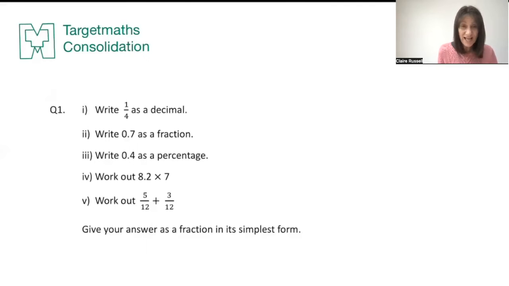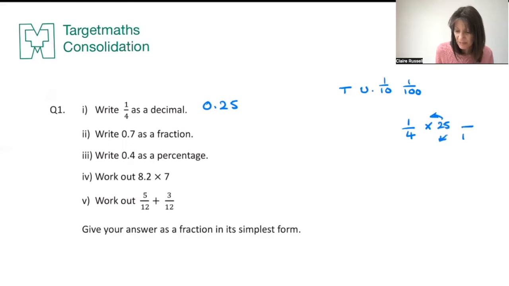Okay, so a quarter as a decimal is 0.25. Now, if you used your place value grid, and I'll just show it quickly, we need to get either a 10 or 100 on the bottom, and it would have to be 100. I would be timesing by 25, both the top and the bottom. That would get me my 100, 25 on the top, and there is my equivalent fraction, 25 hundredths, 0.25.